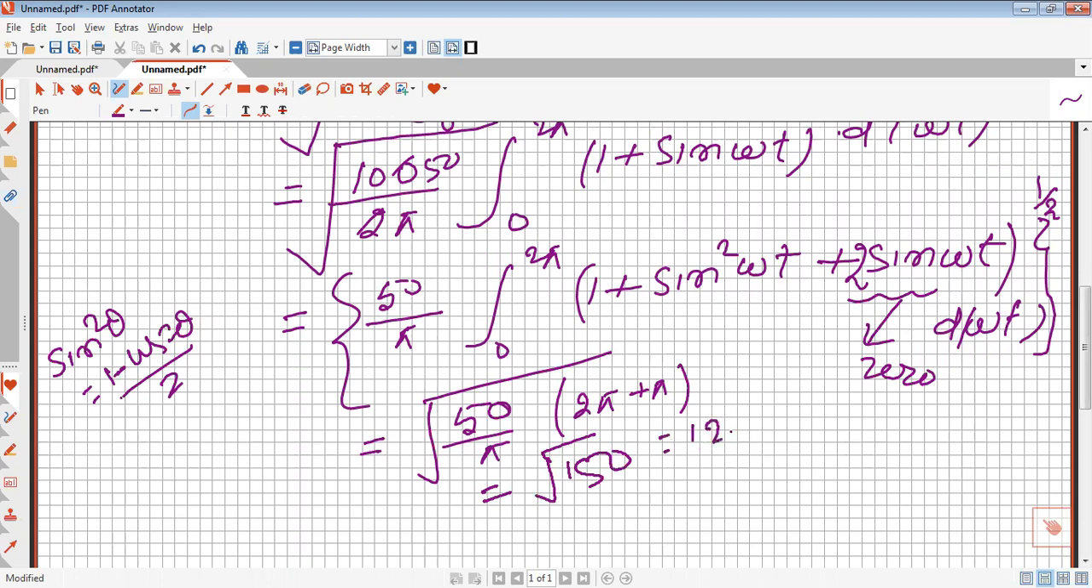So its value will be 12.247. This is another very interesting problem. You can check and you can find its value which is given here.